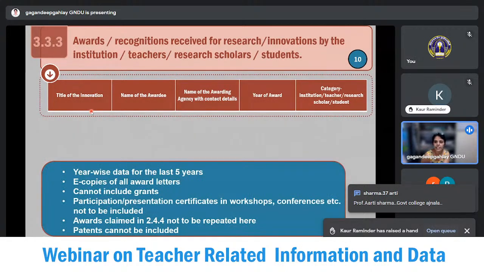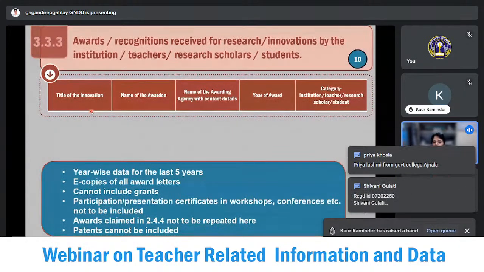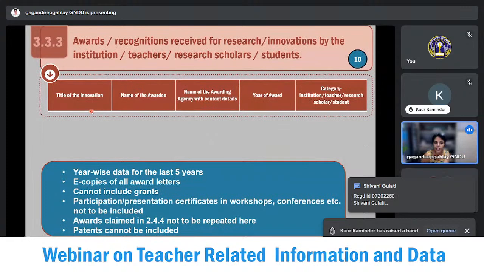So please remember once again, just like the question before, we cannot include grants. We cannot include any participation or presentation certificates for workshops or conferences. We also cannot include the awards which we have just claimed in 2.4.4, which were for INSA or FNSE or JCPOS. Again, patents also cannot be included here. And what we also have to give as proof are the e-copies of all the award letters right at the point of submission of your SSR for NAAC.